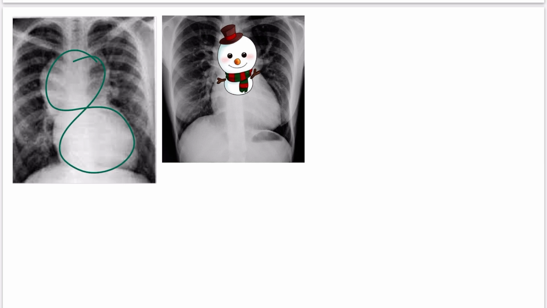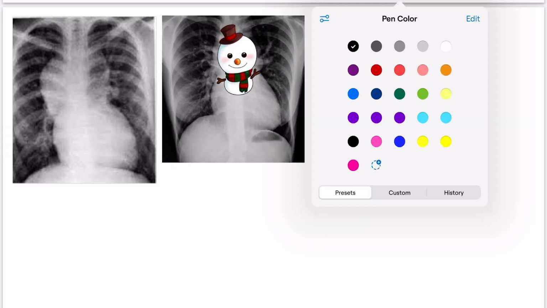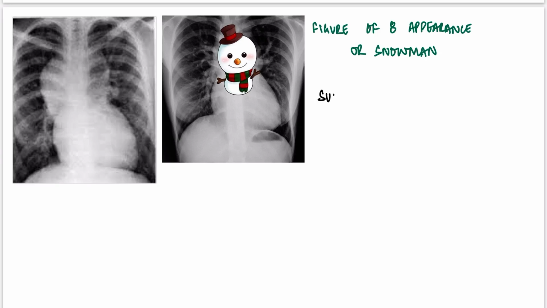Looks like an 8, right? Figure of 8 appearance or snowman appearance. Where do we see this? We see this in TAPVC. Which type of TAPVC? Supracardiac TAPVC. Total anomalous pulmonary venous connection.